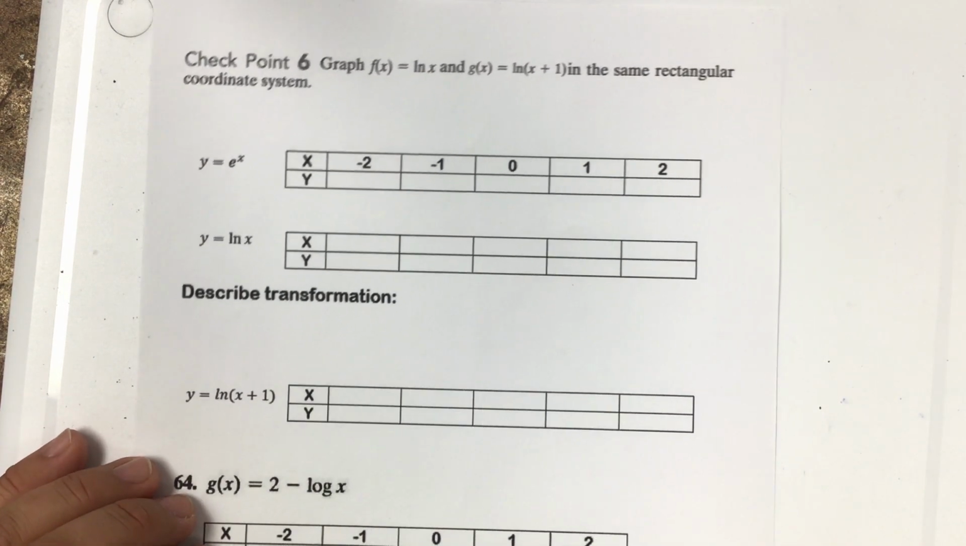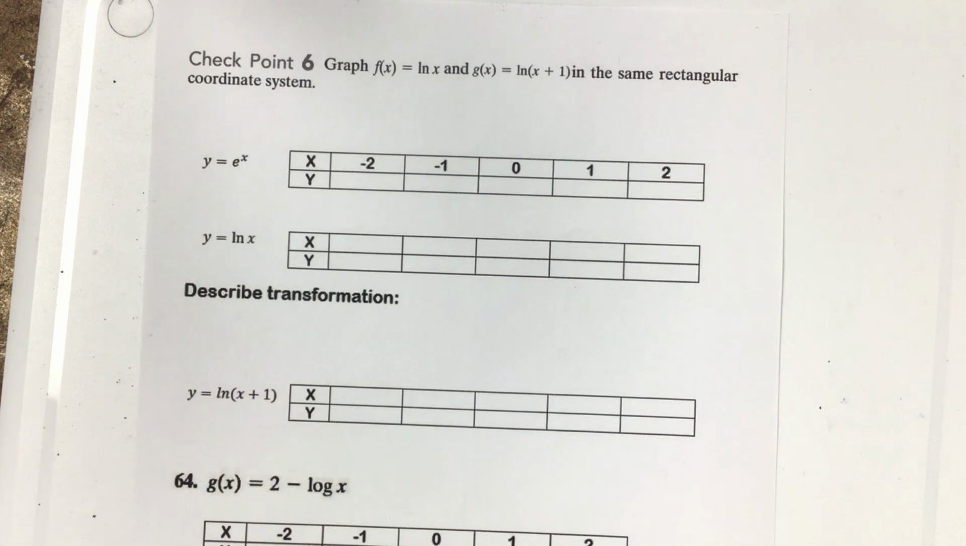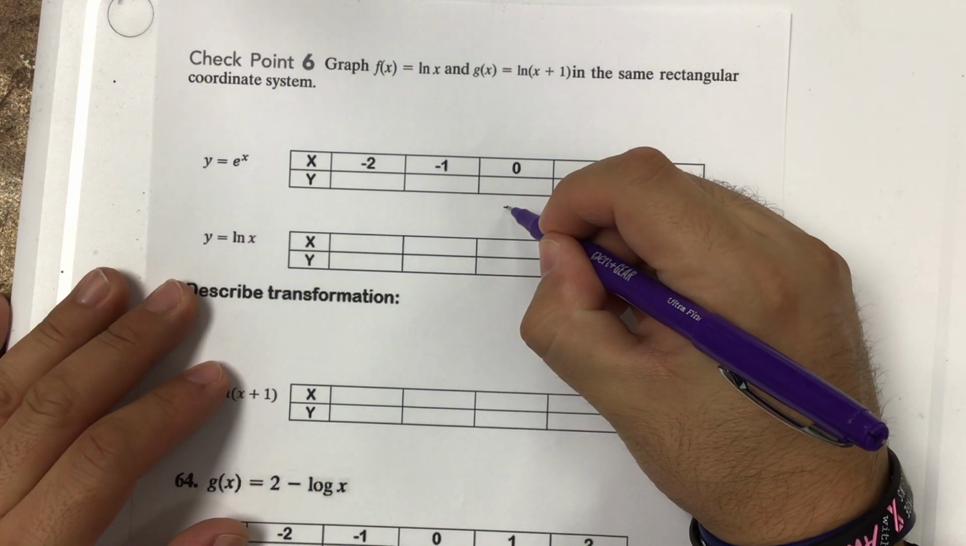Okay, so right here it says graph ln of x and g of x, which is ln of x plus 1, in the same rectangular coordinate system. Again, like I said, we're just looking for the table. So this is our e value now, right? Okay, so be careful on this one. So we start with e to the 0 power.